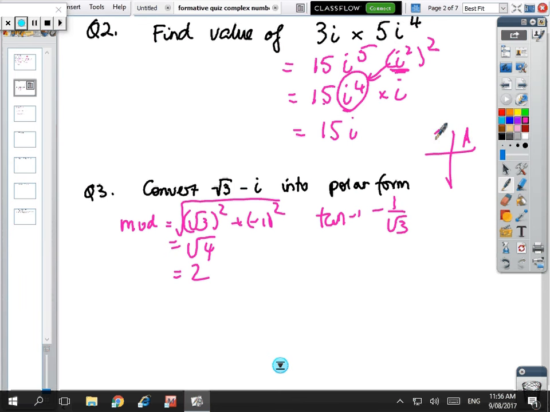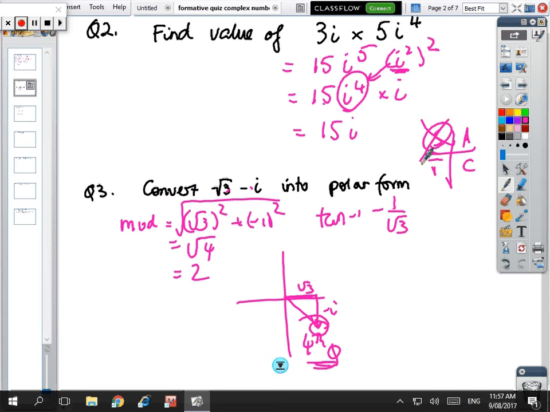So all stations to central, so I've got to be in that quadrant there, I think. Just hang on, let's make sure I'm right. So root 3 minus i, I'm actually in the 4th quadrant. Root 3 is the real part, minus i is the complex part, so I'm actually in the 4th quadrant, I'm not in the 2nd quadrant.